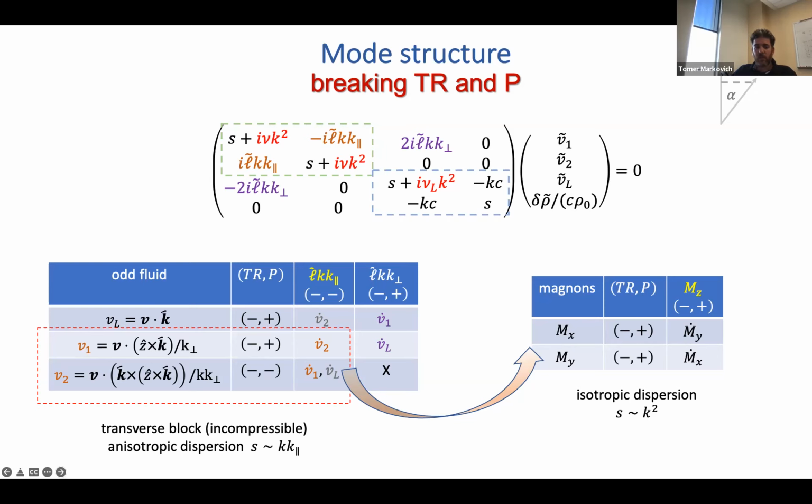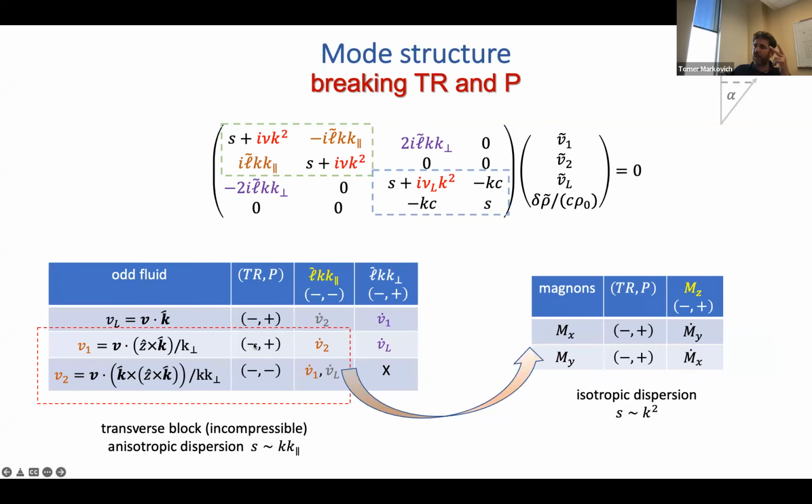So the longitudinal velocity is odd under time reversal and even under parity. It's even under parity because it equals V dot K, so it has to be even under parity. V1 is again odd under time reversal and even under parity. And V2, which is basically K cross V1, is odd under both time reversal and parity. So if I want to couple it to this term, L times K parallel, which is odd under time reversal and odd under parity, I can only couple V1 to V2 dot. So V2 dot would be even under time reversal and odd under parity. Multiply this by minus, and you'll get that it has the same signature as V1.